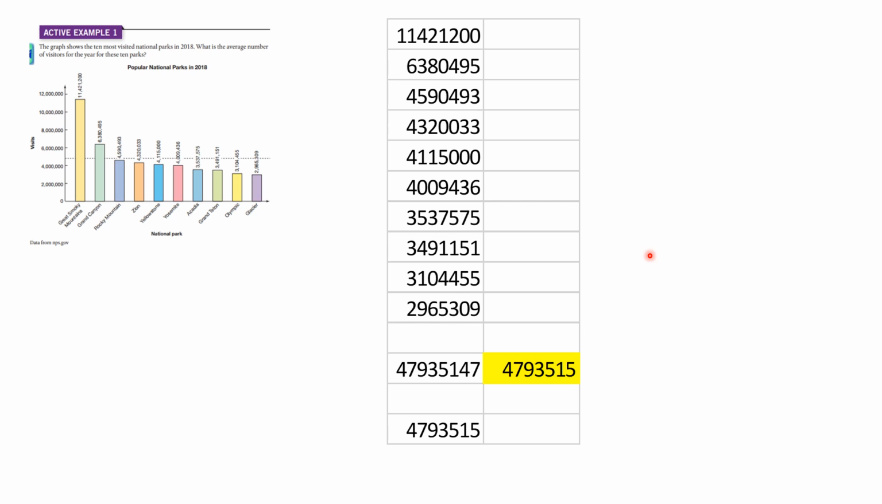Since there's so many numbers and such big numbers, I would encourage you to use Excel, and in fact I used Excel for this solution. And so what I did is I added these numbers. I got 479,355,147. I divide that by 10. That means I move the decimal point one place to the left, and then I round off, and I get this is my answer. And so the average number of visitors is 4,793,515.